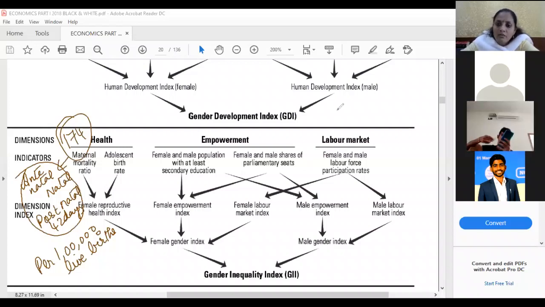And when you come to the labor market, we are going to compare, if we take 100 people in the labor force, how many men are employed and how many women are employed. Obviously, women's participation rate is lesser. Particularly, women's participation in urban areas seems to be much lesser when compared to rural areas.